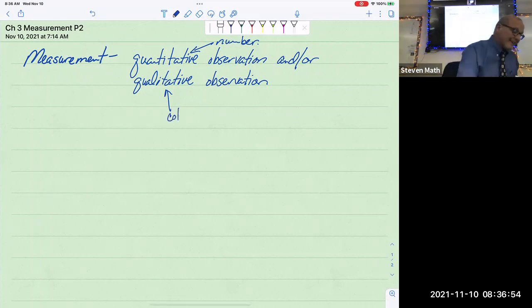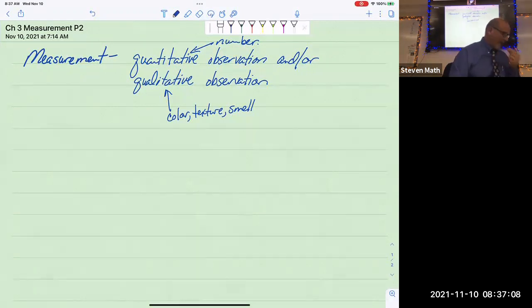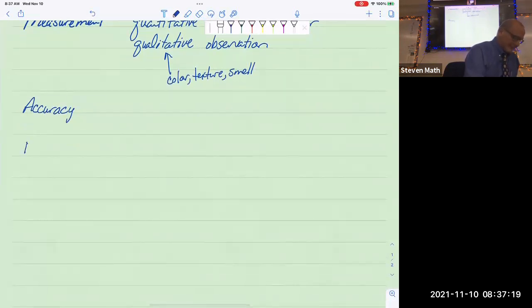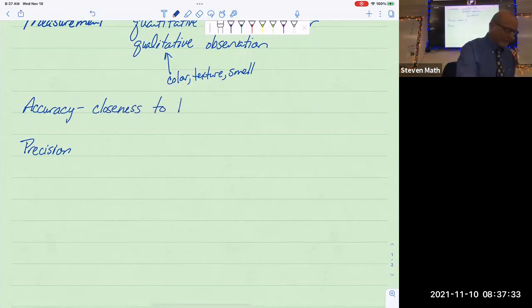Qualitative is going to be things like color, texture, and quite often in here, smell, odor. When we measure something, 2 of the vocab words you probably got to were accuracy and precision. Accuracy is very simple. It's the closeness to a known value.